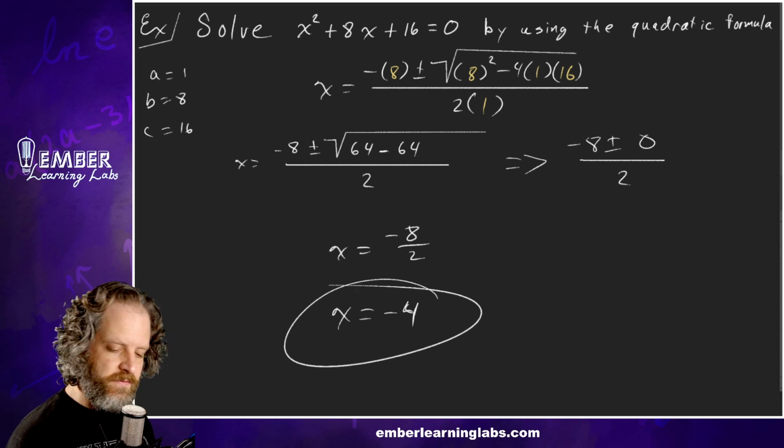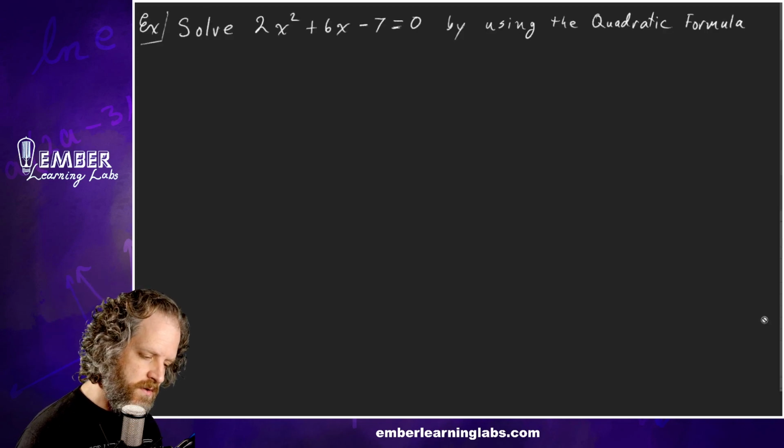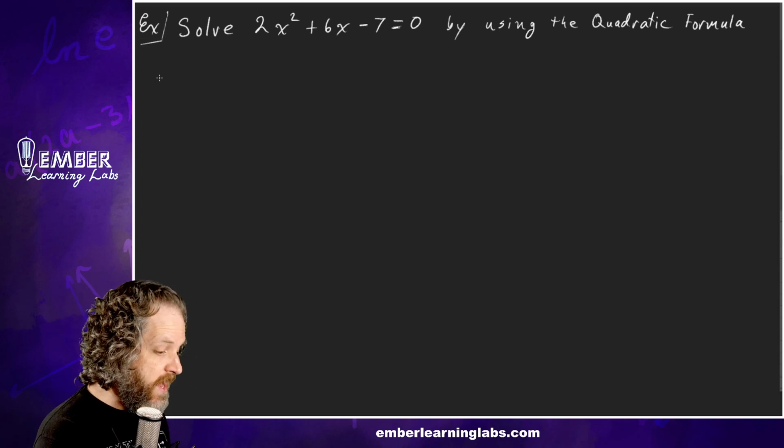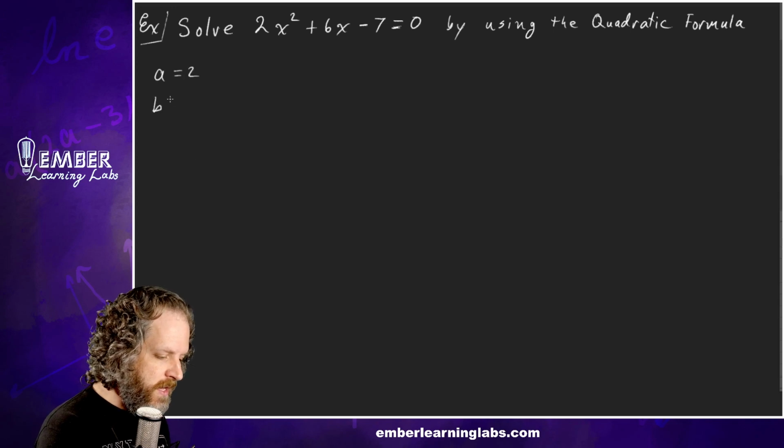All right, let's do another one. This time we've got an a that's not 1. This time we have a equals 2, b equals 6, and c equals negative 7.